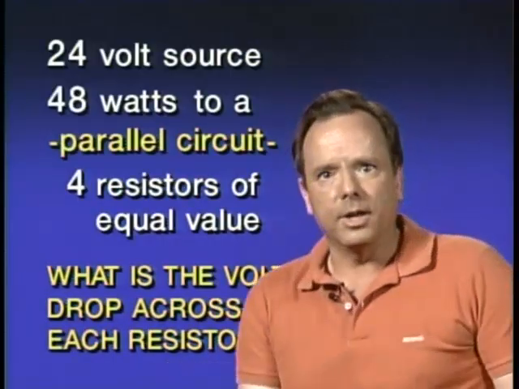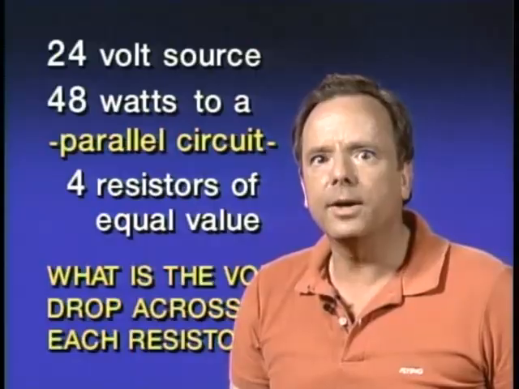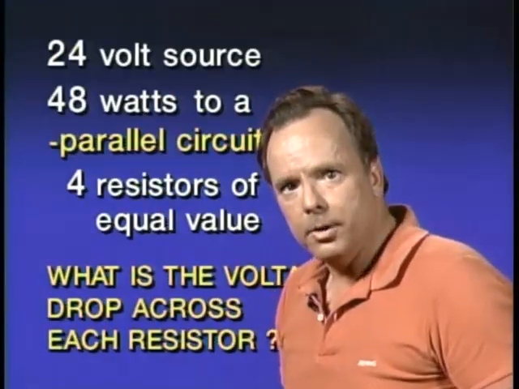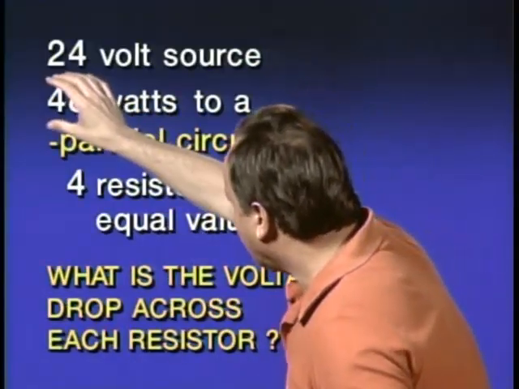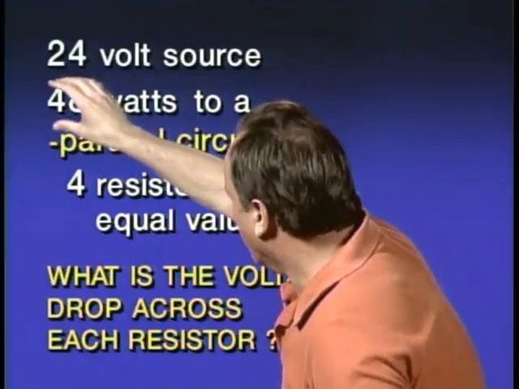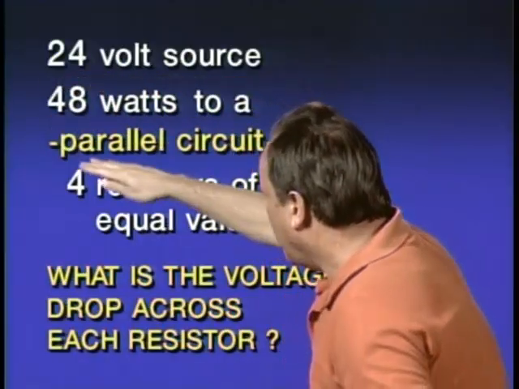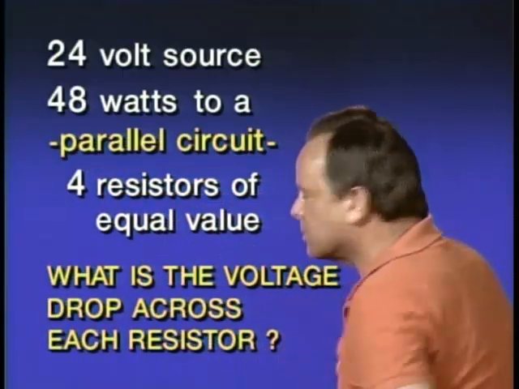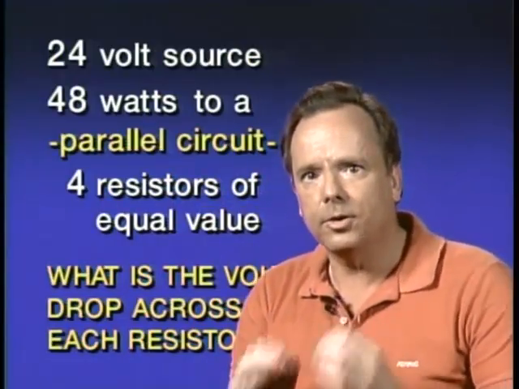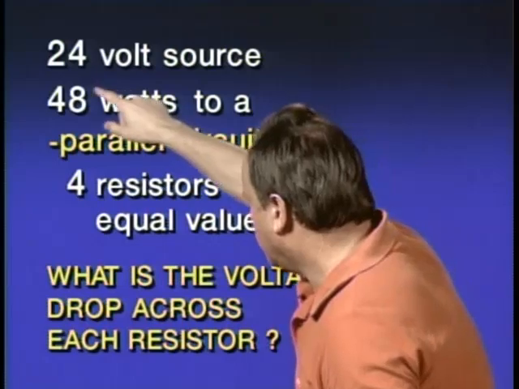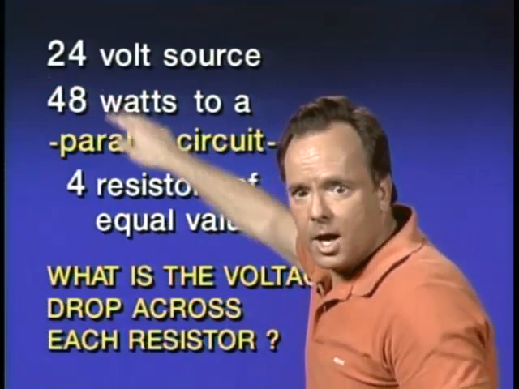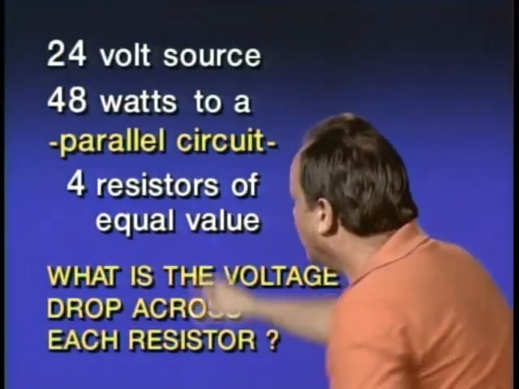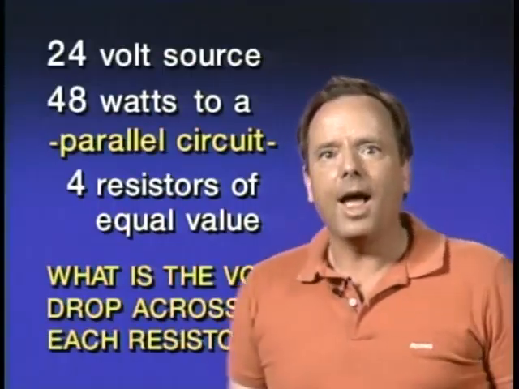Now, I am sure that you have heard of the concept of blowing smoke. This is a wonderful example of blowing smoke, because the 48 watts in this question has nothing whatsoever to do with it. If you have a parallel circuit, the voltage drop across each resistor is identical to the total voltage drop. What is the total voltage drop? 24 volts. What's the voltage drop across each resistor? 24 volts. What did the 48 watts have to do with it?